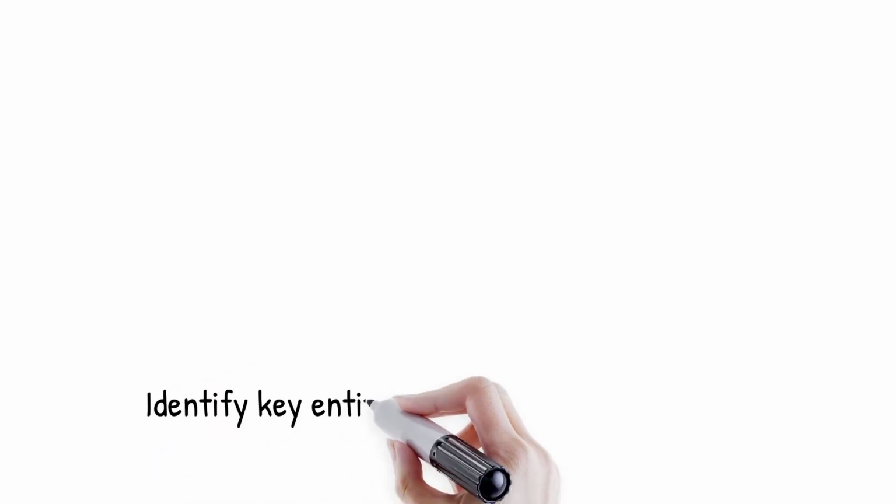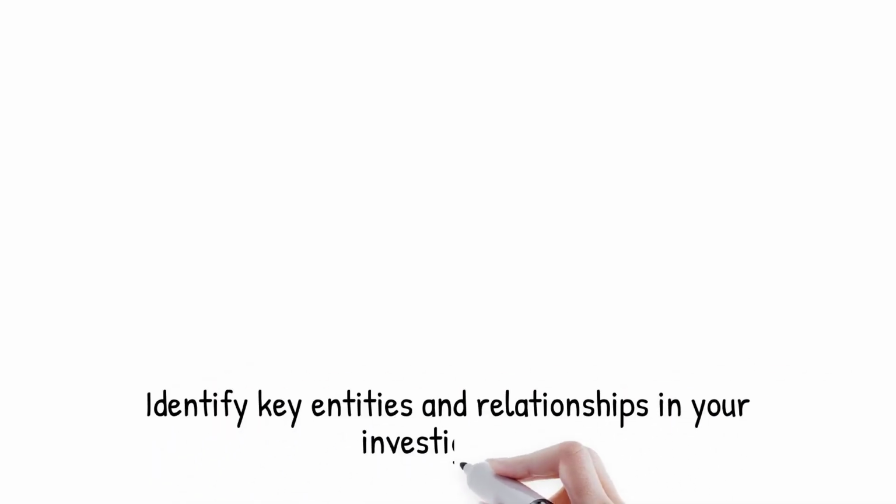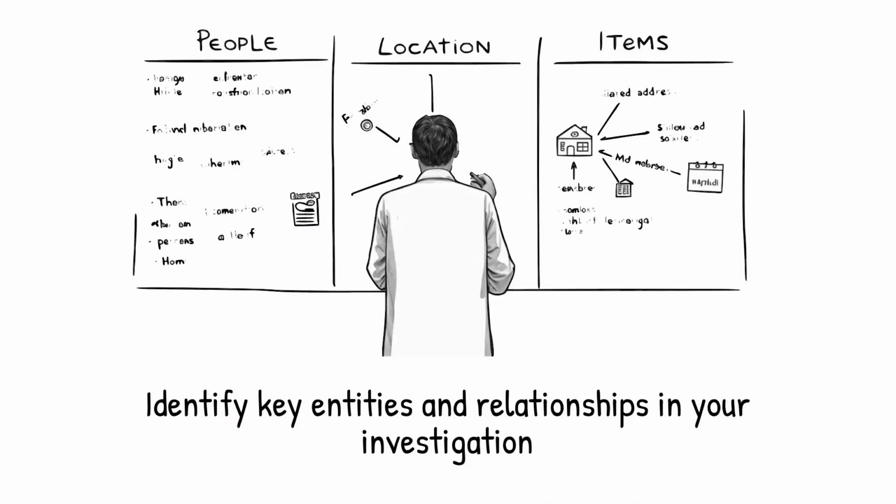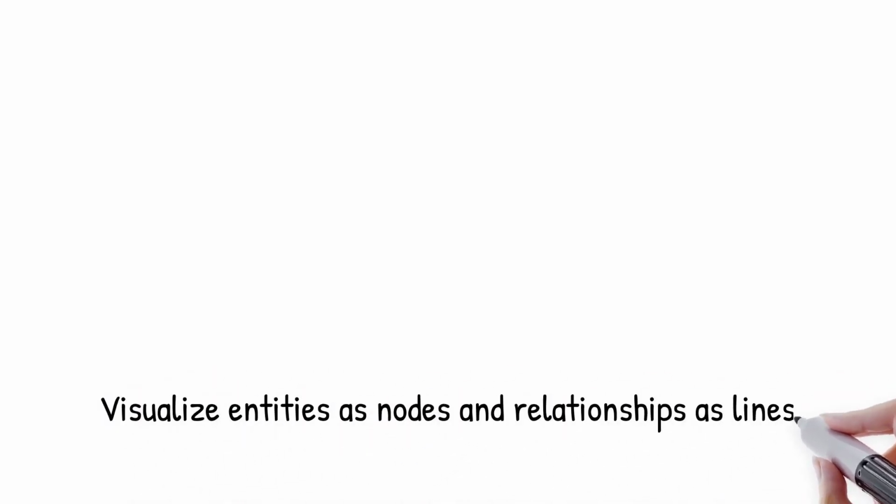Once you've gathered your data, identify the key entities and relationships. Entities could include people, locations, or items, while relationships are the connections between them, such as communications, transactions, or shared addresses. Visualize this information with nodes representing entities and lines indicating relationships.